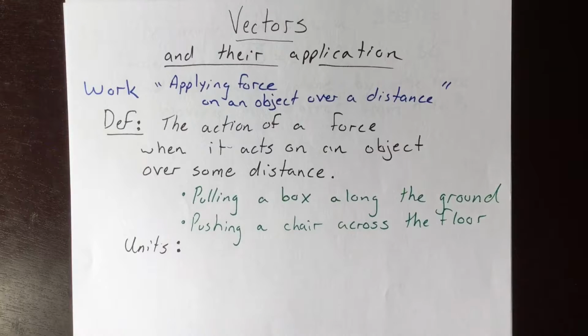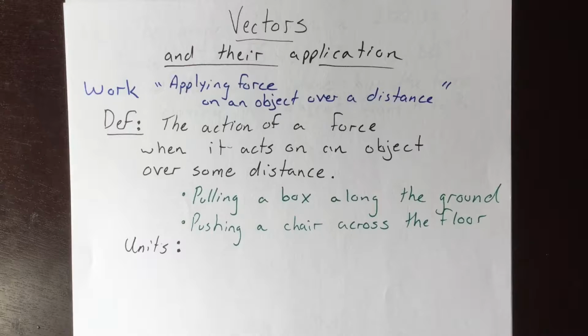So some examples I can tell you is, imagine you're pulling a box along the ground. That is an example of work being done. Pushing a chair across the floor, you are applying work to the chair. So anytime you pull or push something over a distance, or you carry something up, you pick something up, you are actually performing work on the object.